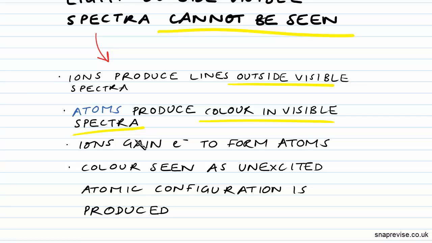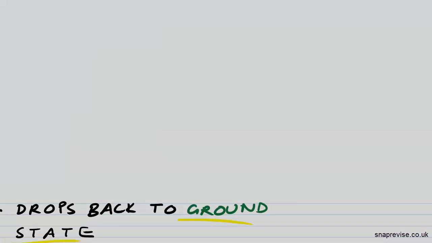Well, what happens is the ions gain electrons to form the atoms, and the colour is seen as the unexcited atomic configuration is produced. So as the electrons fall back to their ground state, we have at some point this unexcited atomic configuration of the atom of our metal being produced, and that's how we see our colours. So now we know how the colours are produced. What colours do we see?